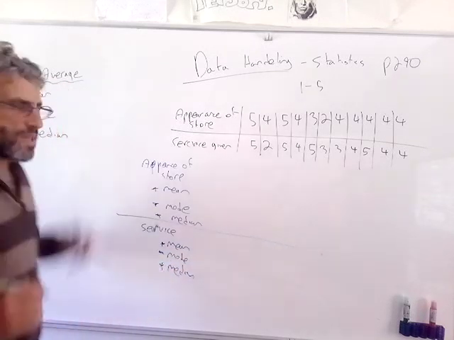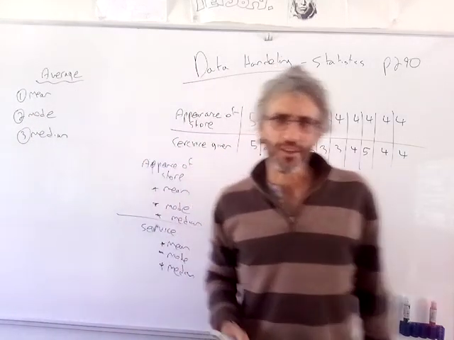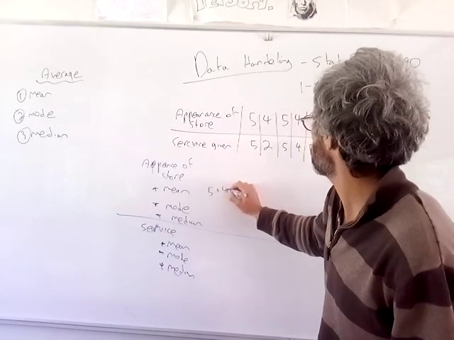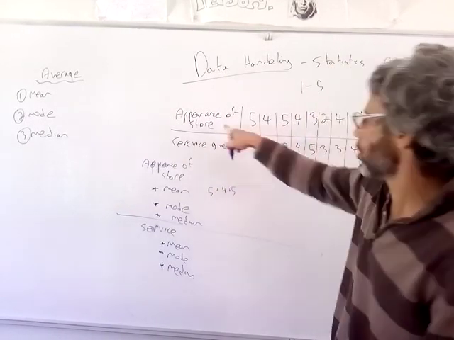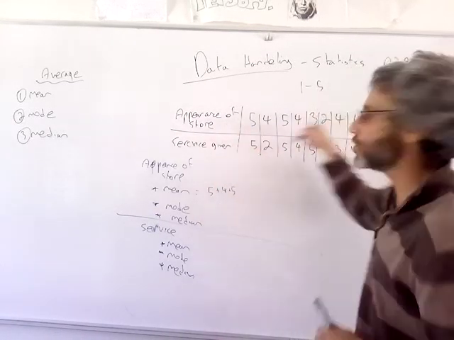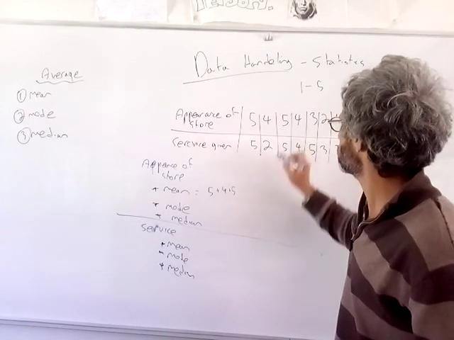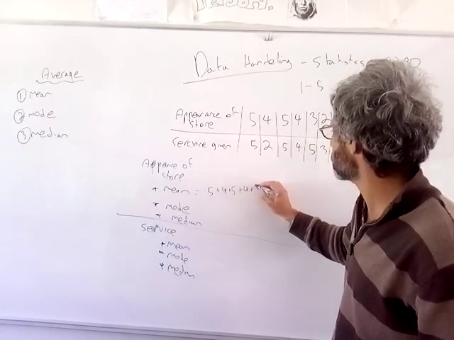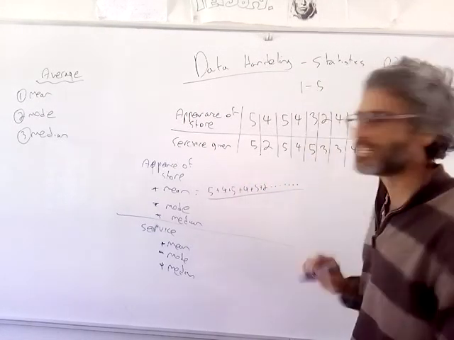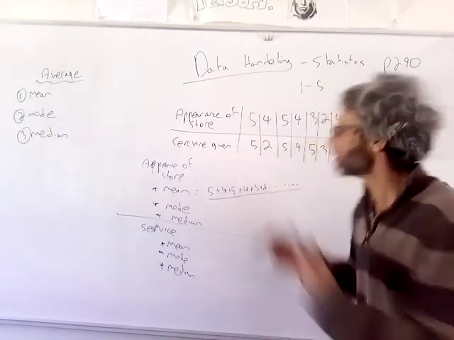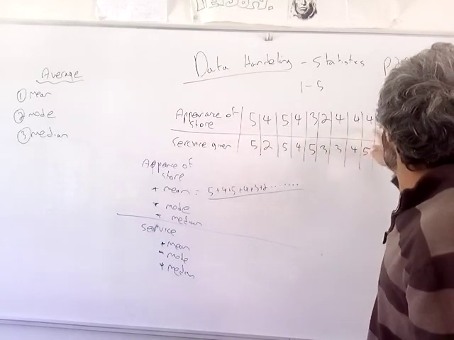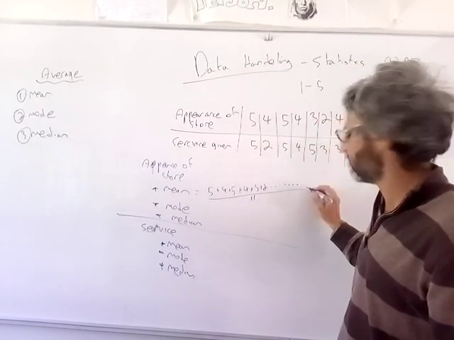Now, the mean is what you already know how to calculate. You learn it in prep school, okay? We just add them up. So we do 5 plus 4 plus 5. I'm just going to make sure I use the right data, because when I'm calculating the mean of the appearance of the store, I want to use this data, not that. So 5 plus 4 plus 5 plus 4 plus 3 plus 2, adding them, and divided by how much? Correct, by how many customers came. So again, 1, 2, 3, 4, 5, 6, 7, 8, 9, 10, 11. So adding all up, dividing by 11.